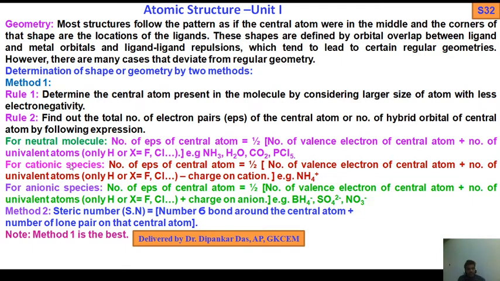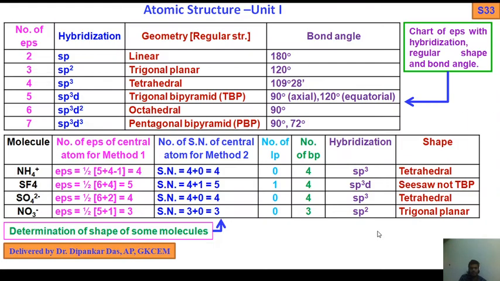For cationic species, you always subtract that amount of positive charge, and for anionic species, you always add that amount of negative charge. I have already shown here the neutral molecule, cationic species and anionic species. Next, move on.